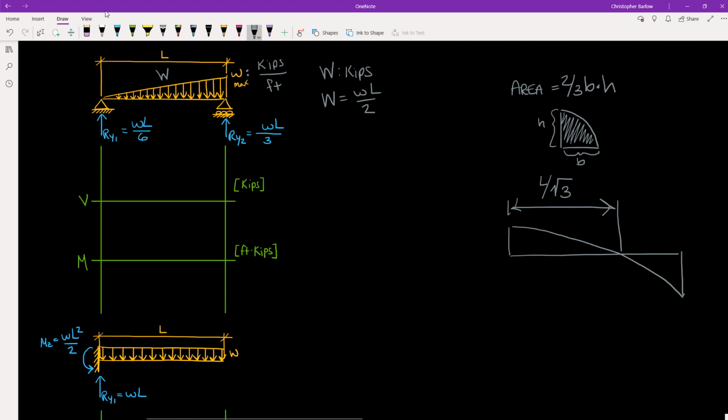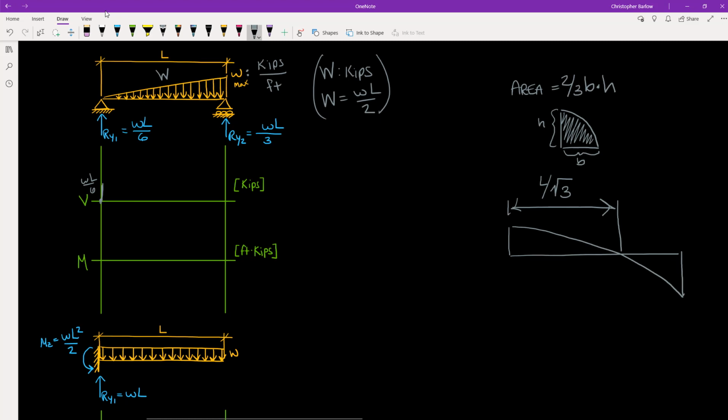But just note that when you look at beam tables, you may see this capital W, and you may see things like reactions and maximum moments and maximum shear forces in terms of this capital W. So just know that capital W is equal to lowercase w times L over 2. So, starting with a shear force of 0. Then we jump up by lowercase w L over 6.